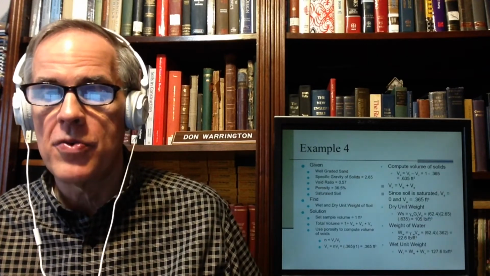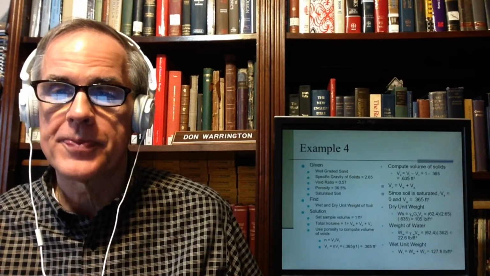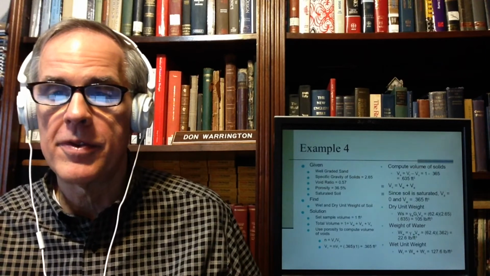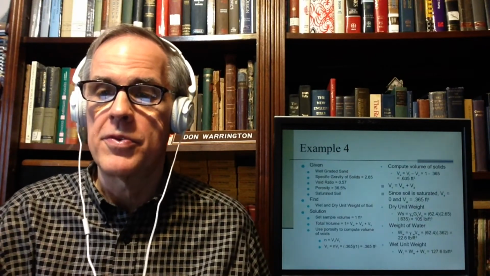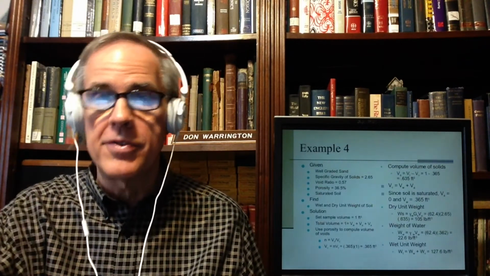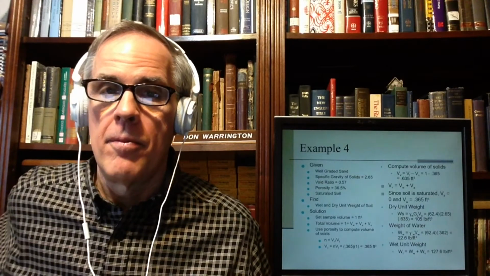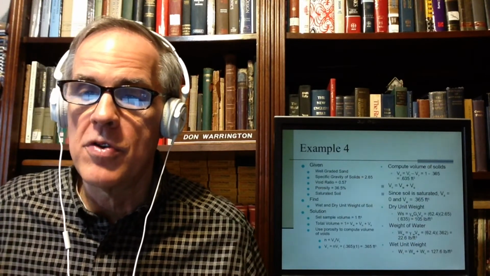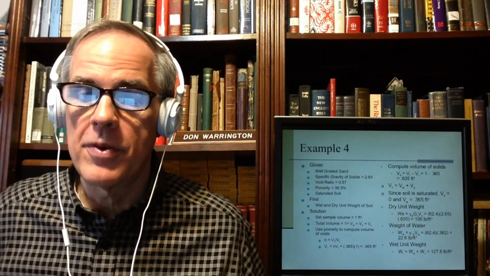So the dry unit weight is simply the weight of the solids, which is equal to gamma of the water times the specific gravity times the volume of the solids. I put in 62.4 times 2.65 times 0.635, which is equal to 105 pounds per cubic foot. That's the dry unit weight. That's just the weight of the solids. The weight of the solids and the dry unit weight are the same. The weight of the water is equal to gamma W times the volume of the water, and that's 62.4 times 0.365, which is 22.6. And the wet unit weight, therefore, is the sum of those two, or 127.6 pounds per cubic foot.